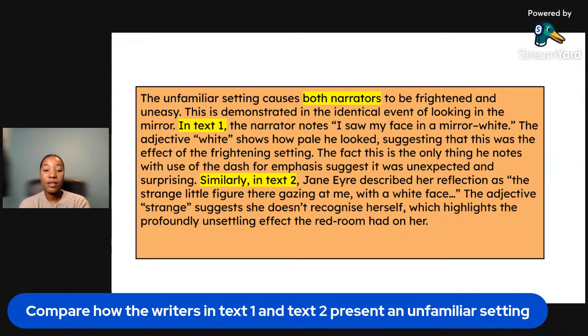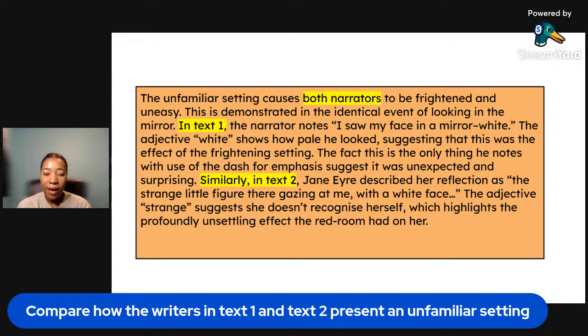The fact that this is the only thing he notes, with the use of a dash for emphasis, suggests it was unexpected and surprising. Similarly, in text two, Jane Eyre described her reflection as "the strange little figure there gazing at me with a white face." The adjective "strange" suggests she doesn't recognize herself, which highlights the profoundly unsettling effect the red room had on her.